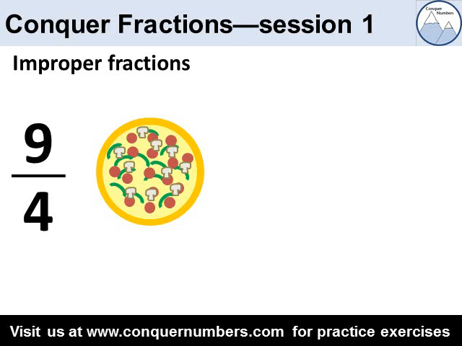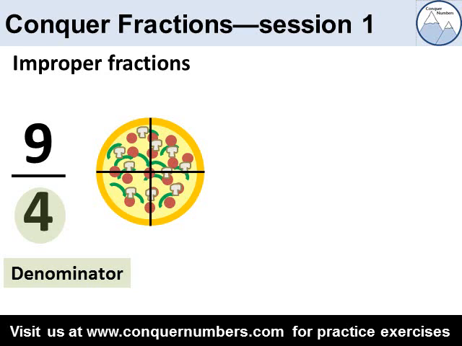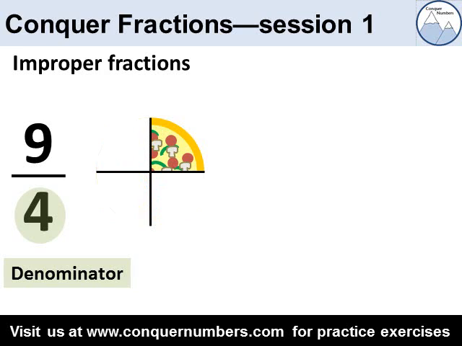Now let's try to figure out what an improper fraction would look like. Here we have 9/4. So remember, we're going to take the denominator and use that to figure out how many slices we should cut the pizza into. We'll cut the pizza into 4 slices. Now let's just take one of those slices. This is what 1/4 of a pizza would look like. But we don't want 1/4 of a pizza, we want 9/4 of a pizza. So let's take 9 of these slices and see what that looks like.